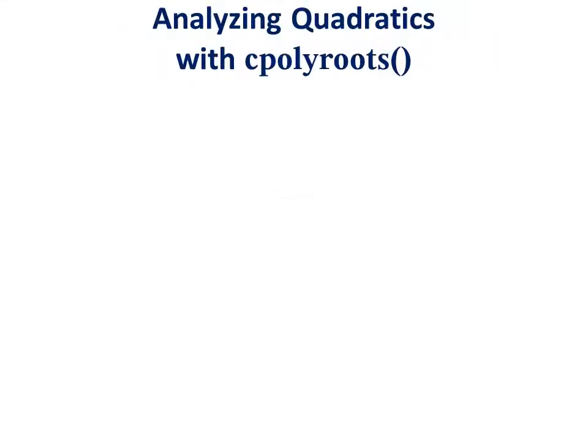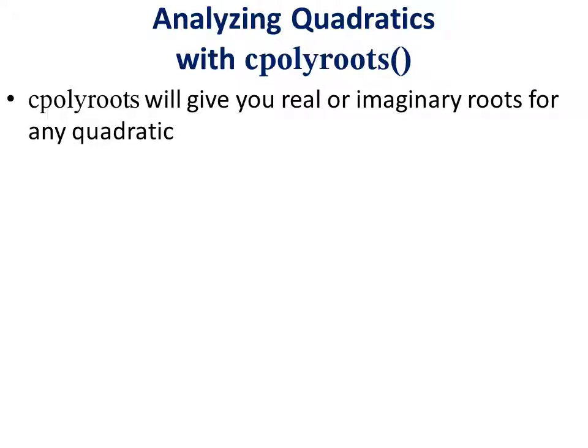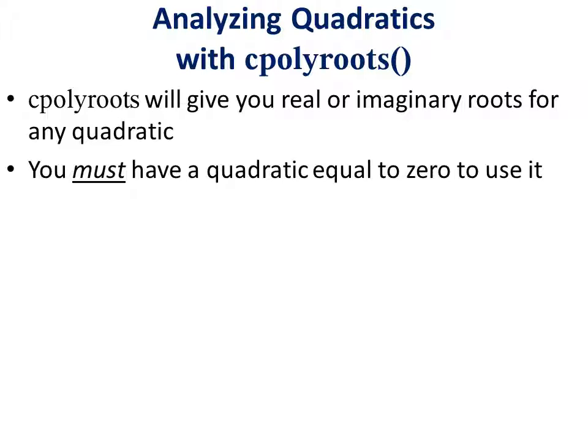Perhaps an easier way to analyze quadratics for factoring is with the function called cpolyroots. Cpolyroots will give you the real or the imaginary roots for any quadratic. Basically it replaces the quadratic formula. The only restriction is that you have to have the quadratic set equal to 0. And in any case, you're going to have to do that even if you use the quadratic formula.